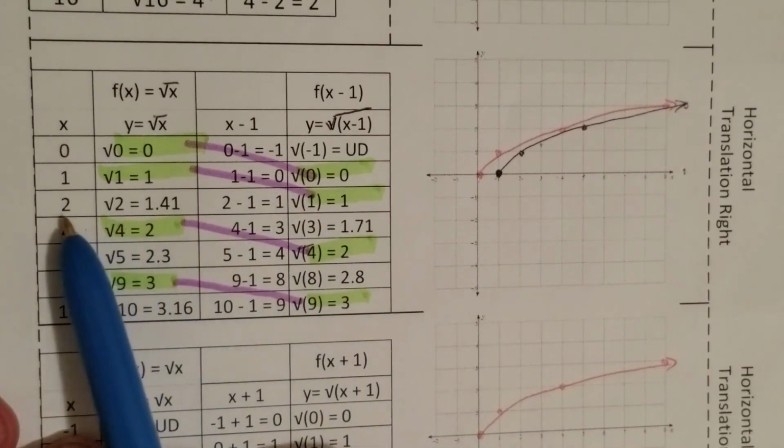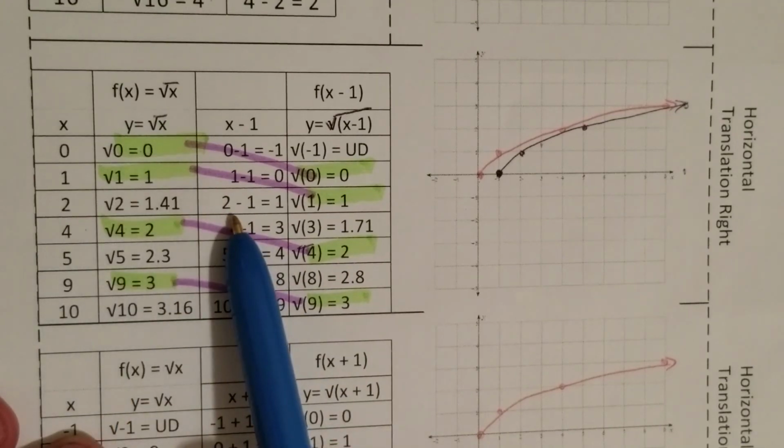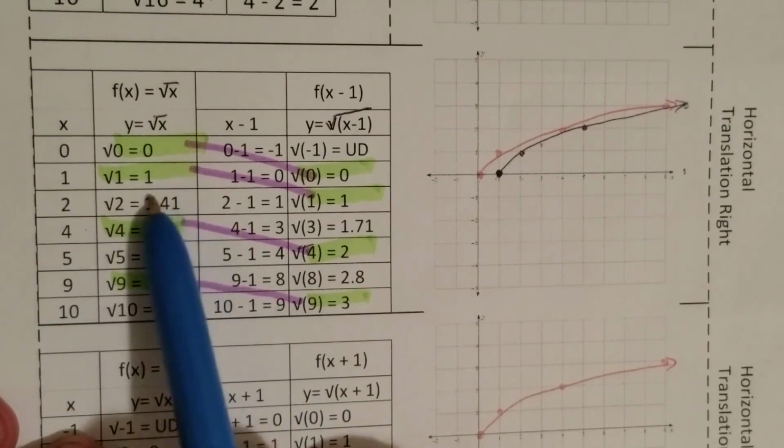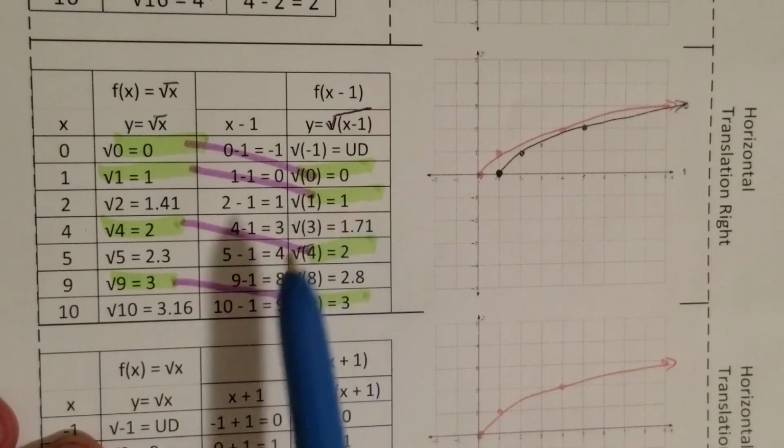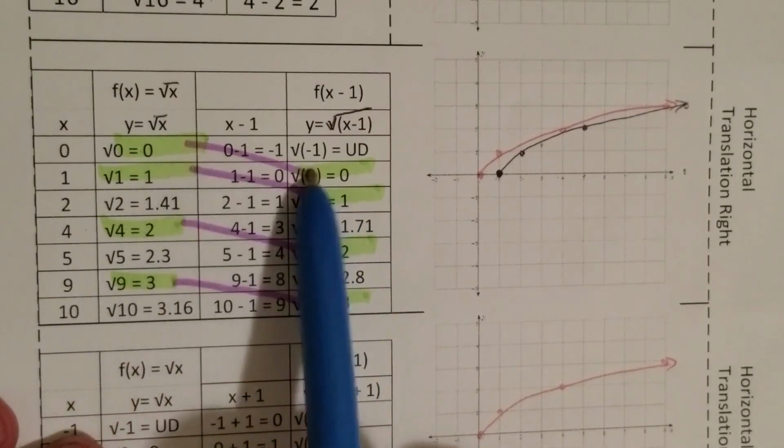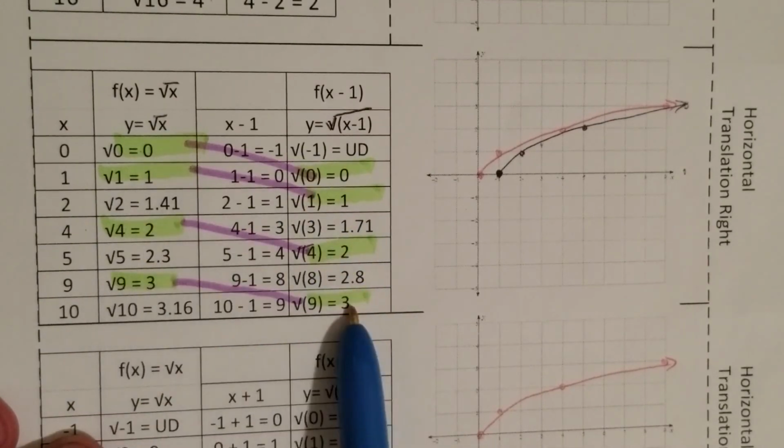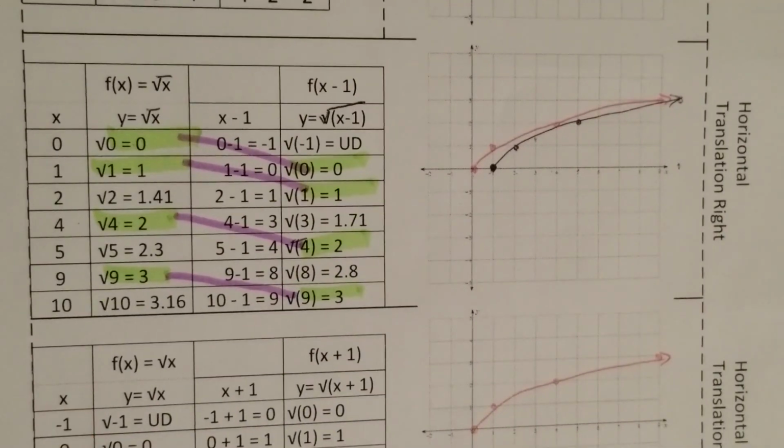Or else, of course, if we had 3, 3 minus 1 would give us 2, and the square root of 2 would be 1.4, which would have been there. That's what we show. But we still see that this is one here, one here, one here, one here, which gives us our horizontal translation to the right.